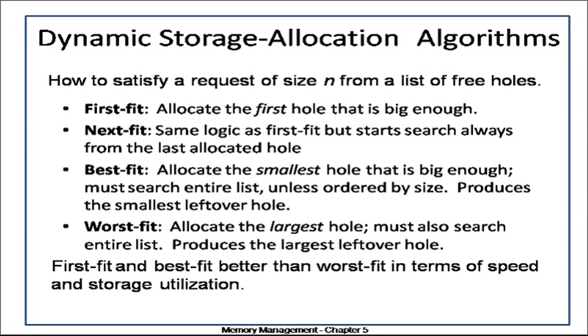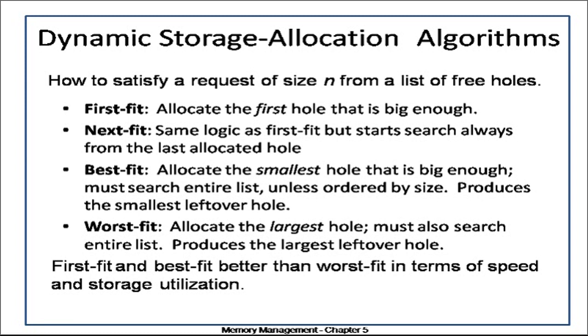The worst fit strategy is the opposite of best fit. It allocates the largest hole which is big enough to store our process. This must also search the entire list to find the largest hole that is able to store our process, and this produces the largest leftover hole. Best fit creates the smallest leftover hole and worst fit creates the largest leftover hole.